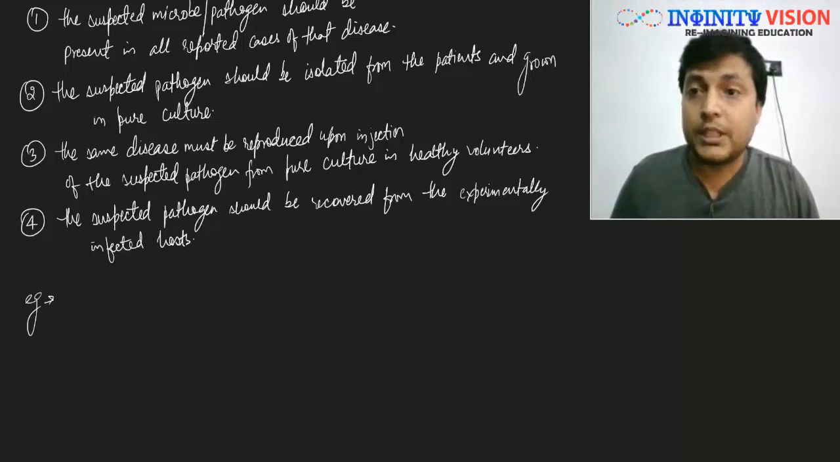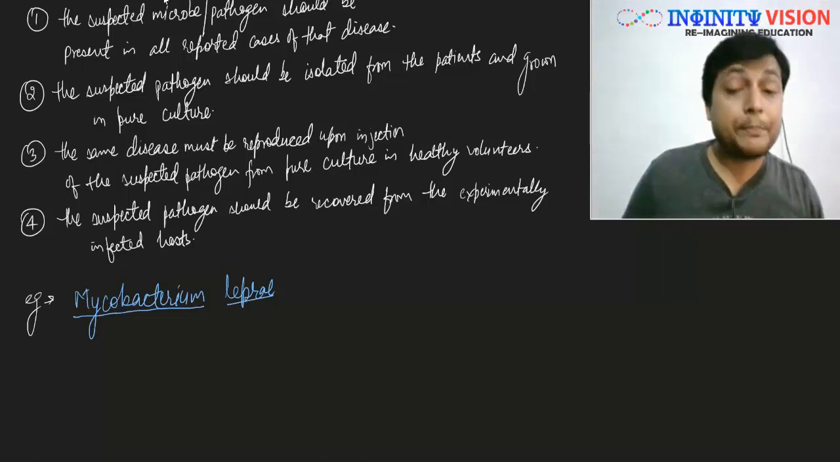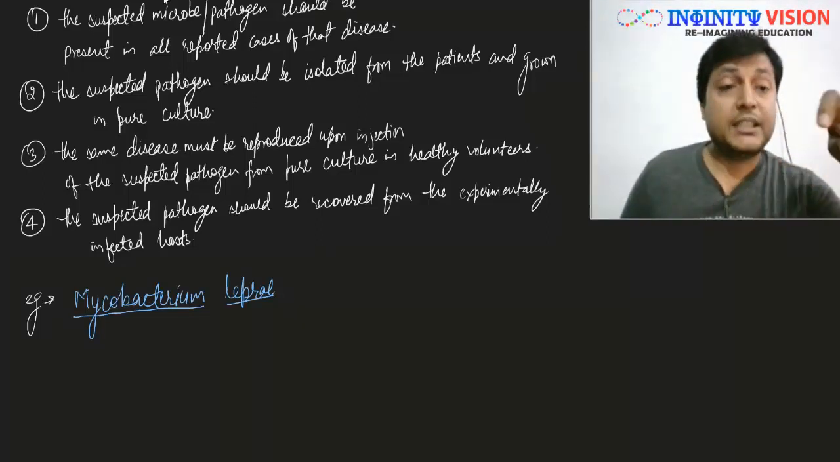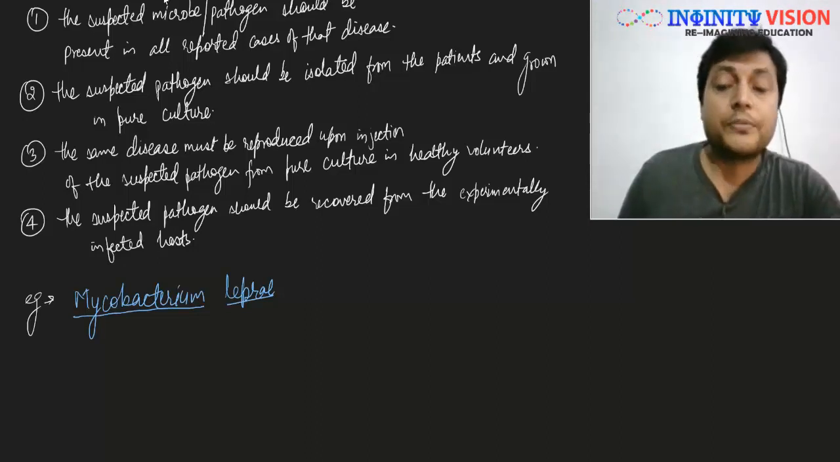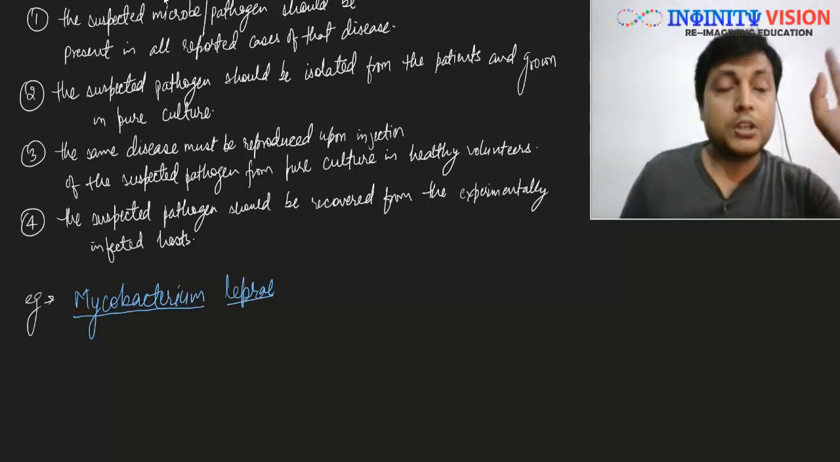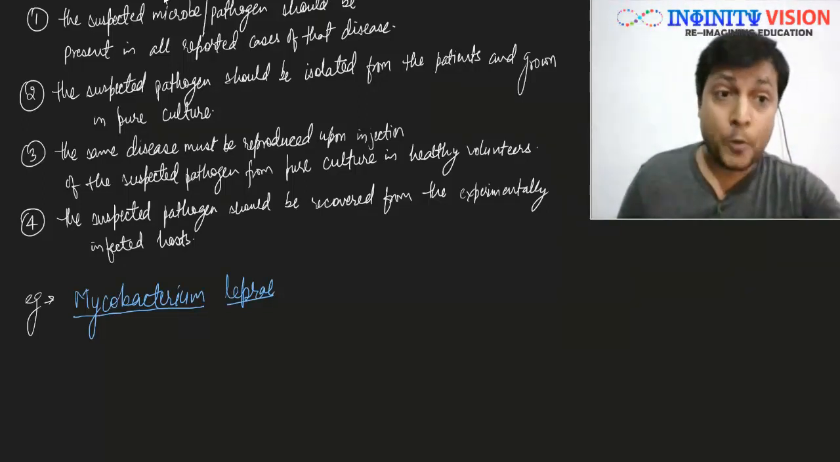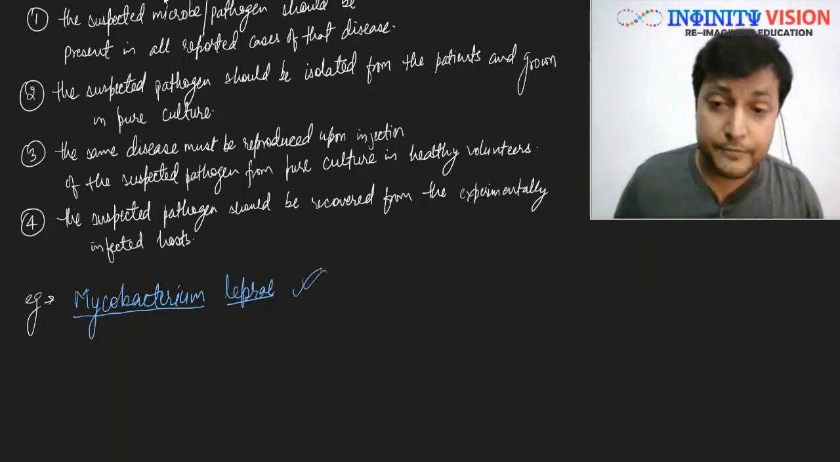Okay, what are the exceptions? So the exception for Koch's postulate is Mycobacterium leprae. Now Mycobacterium leprae is an exception because this particular bacteria does not grow in lab conditions, and if it does not grow, you cannot make a pure culture of this bacteria. Okay, we know that this bacteria is the pathogen, but we cannot prove it through the Koch postulate because we cannot grow it in the lab environment. Why is it so? Because it is obligate saprophytic. Remember? It is obligate saprophytic and hence it is an exception. Remember, it is very important.